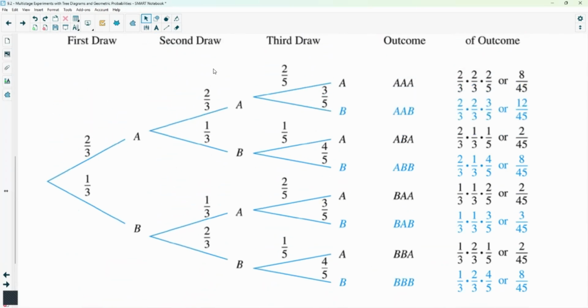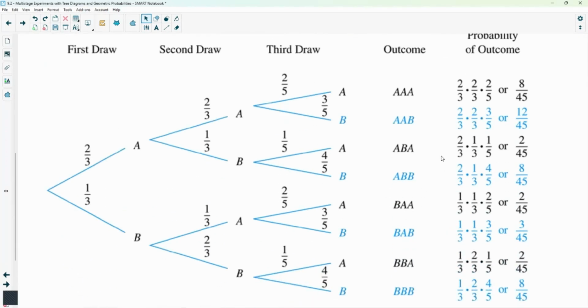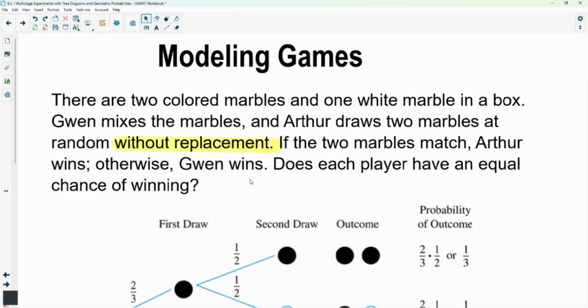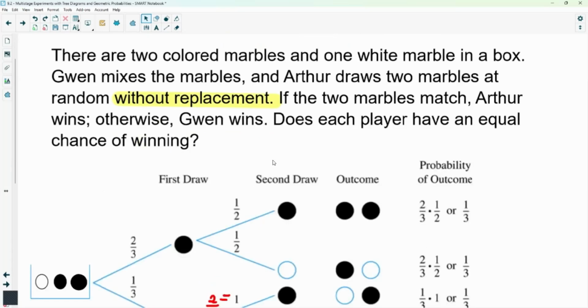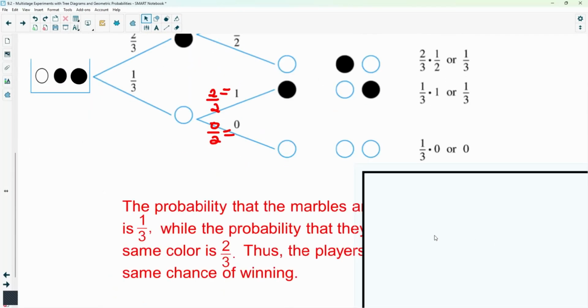But it's just going to affect the drawing for that one. Still, this first drawing is different from this second drawing, which is different from this third drawing. It's just affecting the total number of letters in this case inside the box. Okay. Again, this is modeling without replacement. So I just want you to see that it's very similar to what you had already.